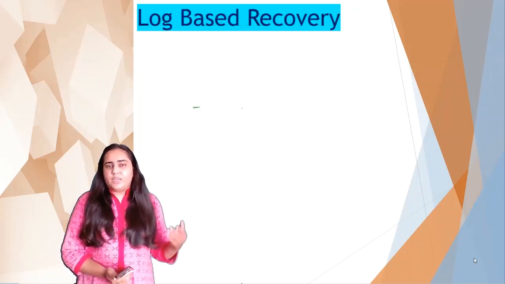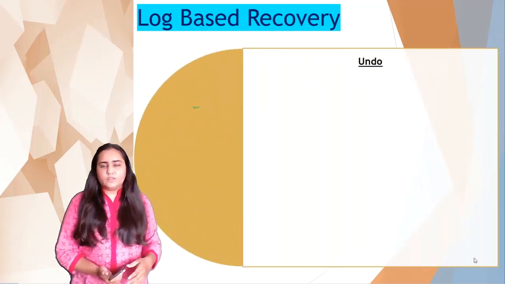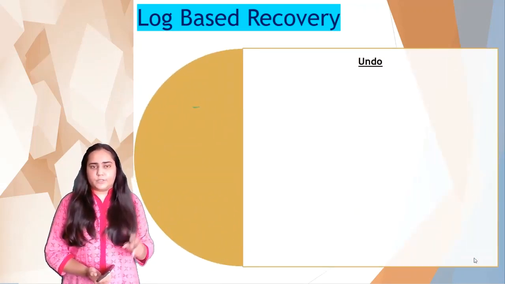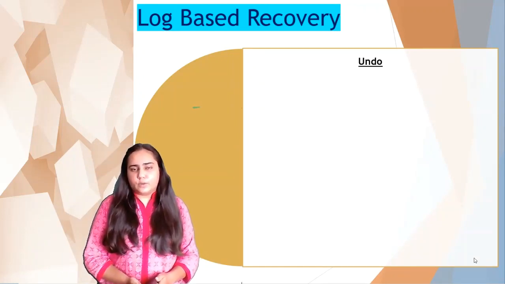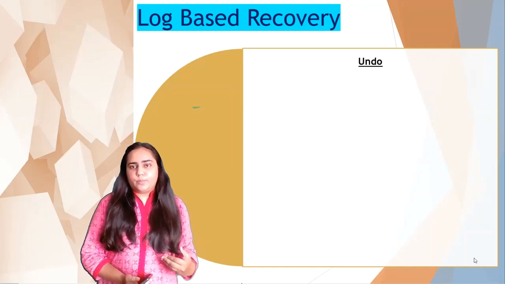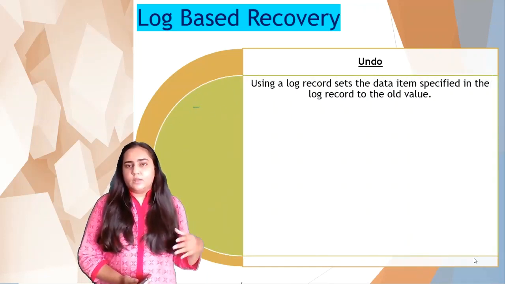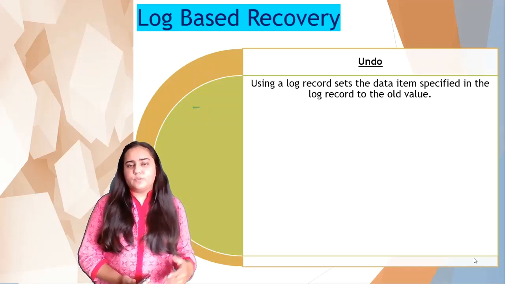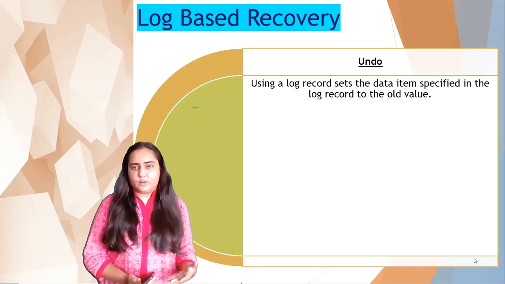Now let's see how we can recover using a log. For that, there are two operations. The first operation is known as the undo operation. Undo is performed in this manner. First of all, the log record sets the data item specified in the log record to the old value.